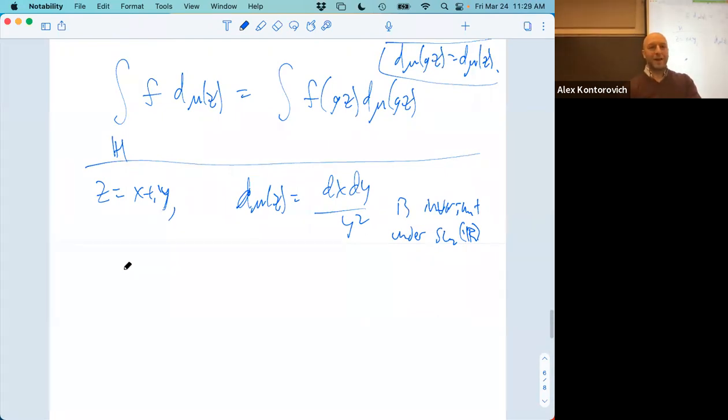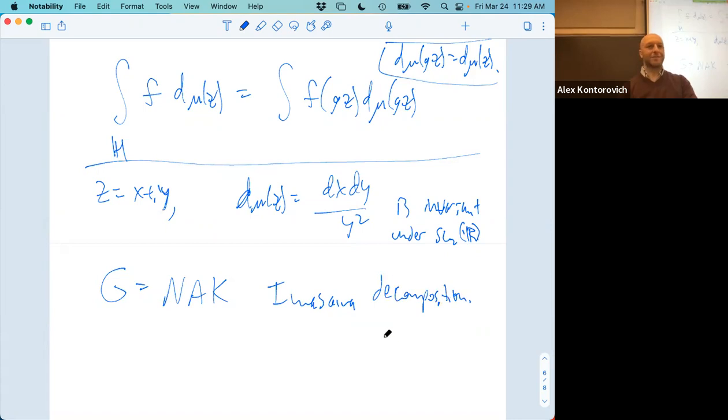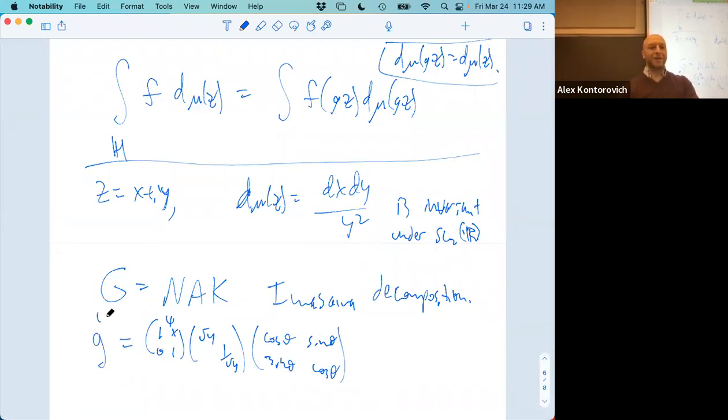One way to see that is that any element G has the so-called Iwasawa decomposition. Iwasawa is a fancy name for a very simple thing. It's basically that there's a unipotent; we talked about unipotents. We talked about diagonals, root y, 1 over root y. And we talked about SO2, cosine theta, sine theta, negative sine theta, cosine theta, but I don't know that I put them all together. So every element G can be uniquely written as a matrix decomposition like this.